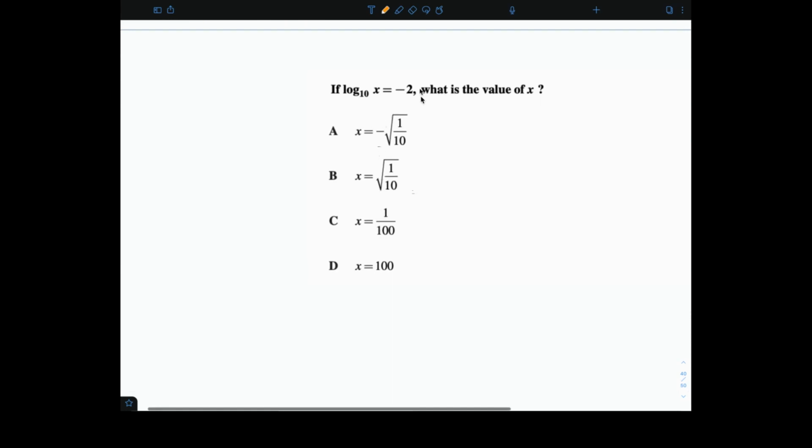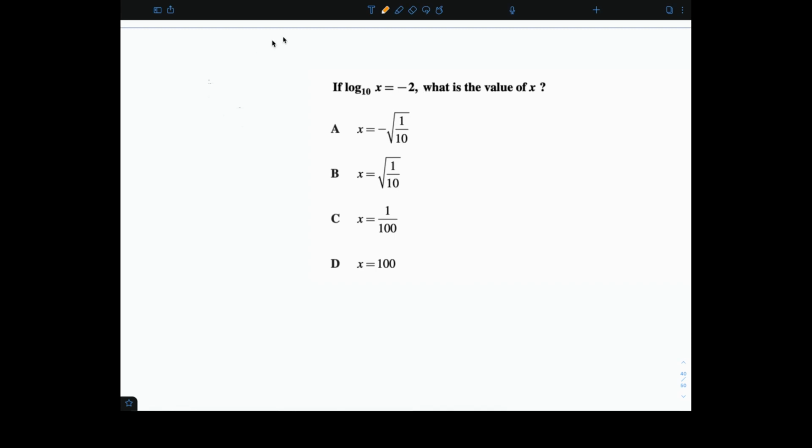Here we have something. One of the nice things to realize is that if you don't know how to start a log problem, you can always claw it. So we'll claw this. We'll get 10 to the negative 2 equals x. And we know that when it's negative, it goes to the denominator. It's that famous word, reciprocal. 10 squared is 10 times 10, which is 100. So x is 1 over 100.